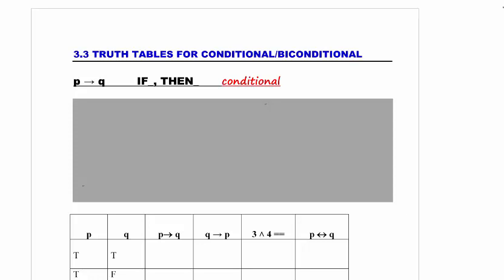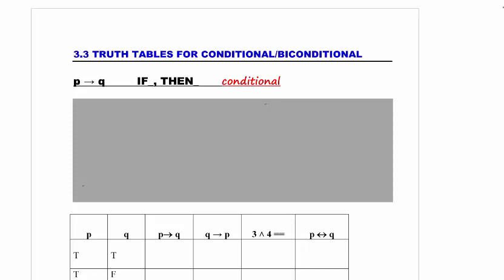Today we're going to talk about 3.3 truth tables. We're going to finish them for conditional and biconditional. And so we're going to start off with the conditional, and this is the one you have to probably be the most careful on. But I want to explain to you why it works.